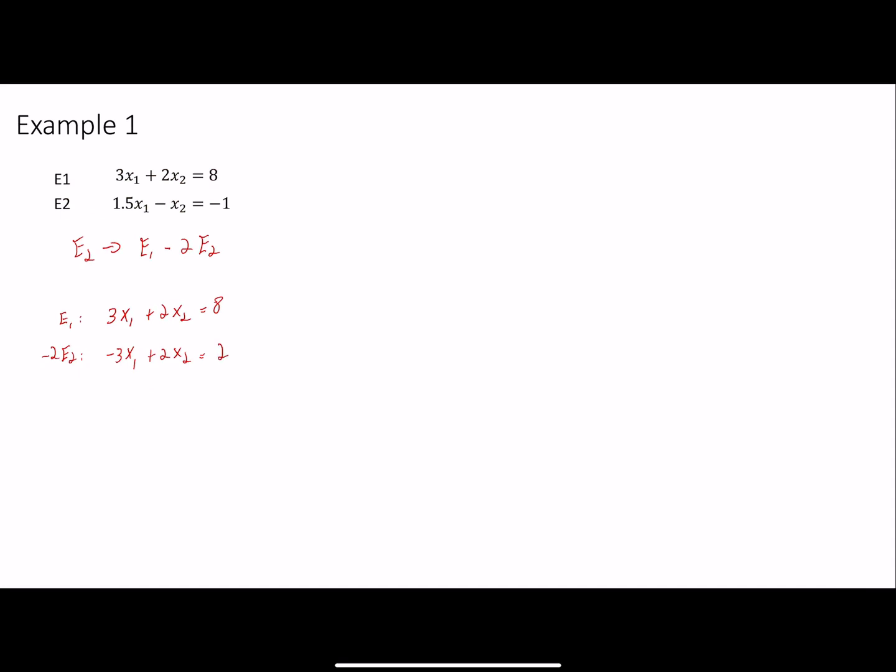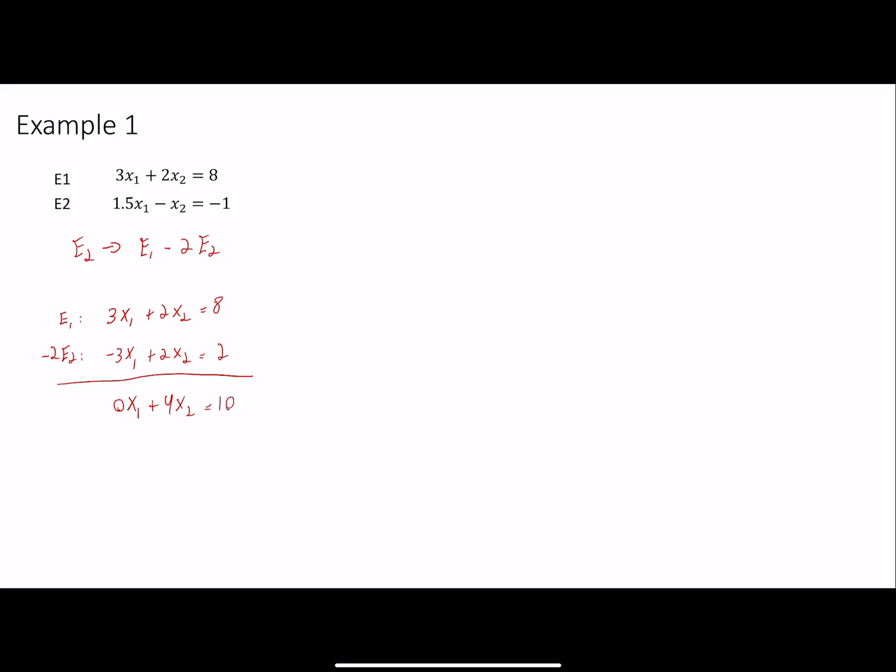And again, we're going to add these two terms, as we just stated over here. And so this result will be 0 x1, right? Minus 3 with 3 becomes 0. This is going to be plus 4 x2. And this is going to be 10.